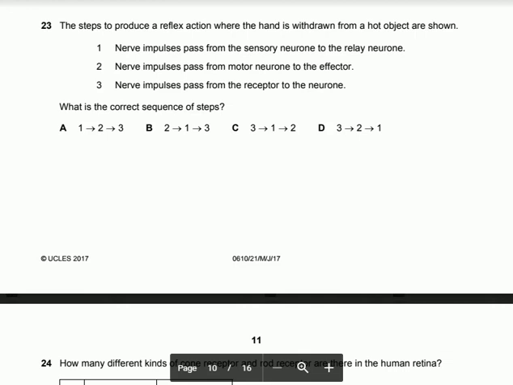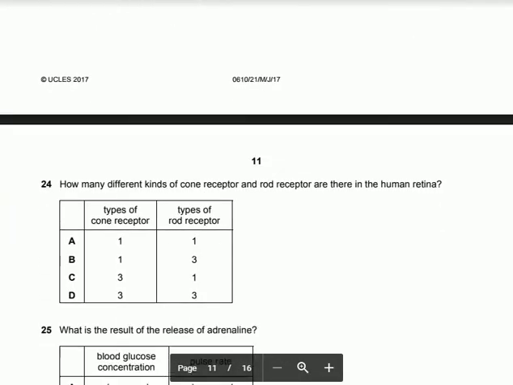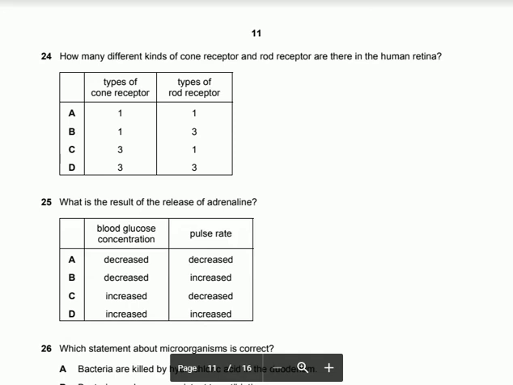Question number 24. Oh, sorry. How many different kinds of cone receptor and rod receptors are there in the human retina? Okay, this question usually confuses a lot of people, but it's pretty simple. The answer is pretty simple, as you actually should know this if you studied the chapter well and see the syllabus well. There are 3 types of cone receptors, because the cones give you color.